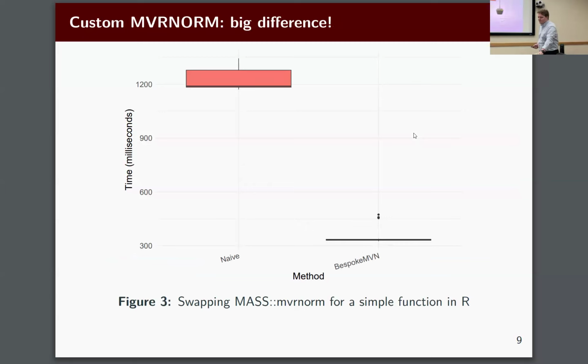So if we just swap out MVR norm for a very simple custom function, right? We can do a very simple way to generate MVR norm, because you simulate just standard random normal variables, 0, 1, and then you do the affine transform based on the Cholesky factorization of your covariance, right? Very simple, right? Three lines of code. It's so much faster. What is this? It's 4 times faster for nothing. It's basically free.